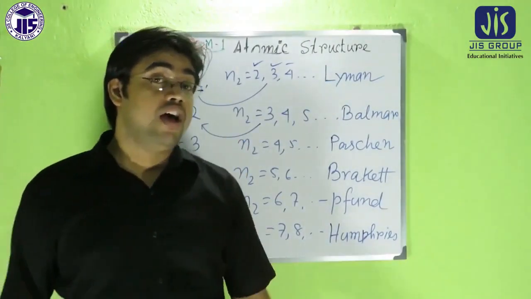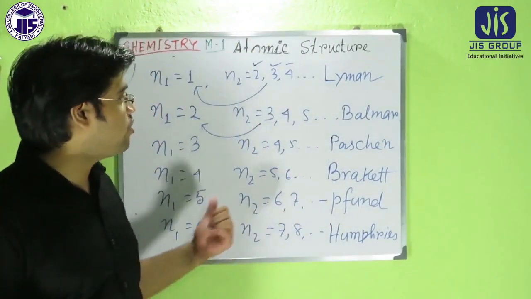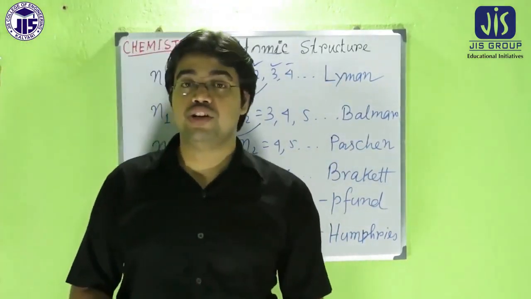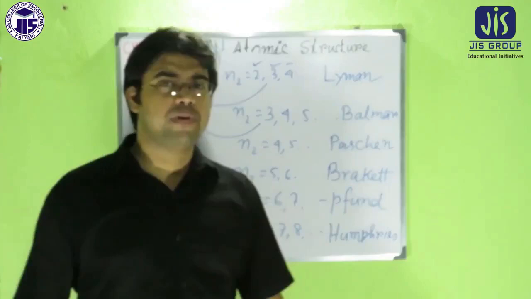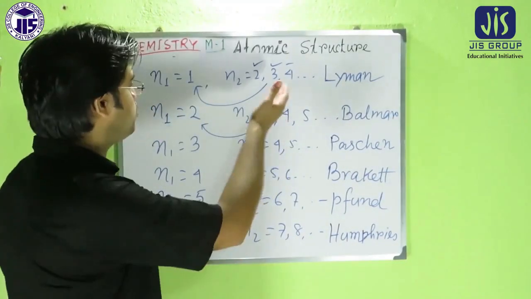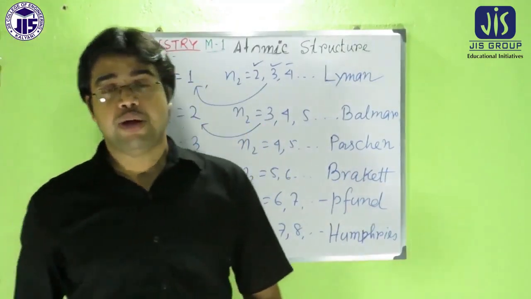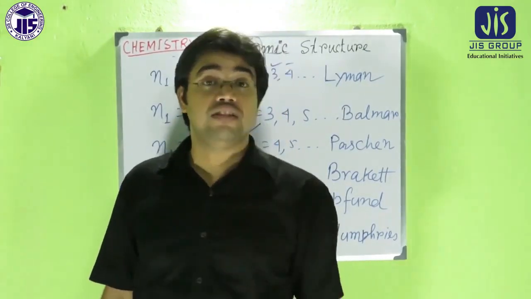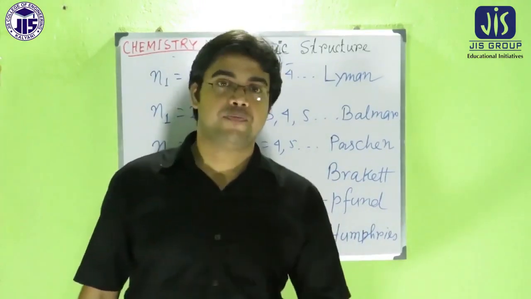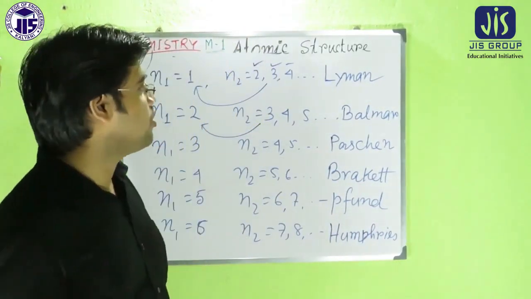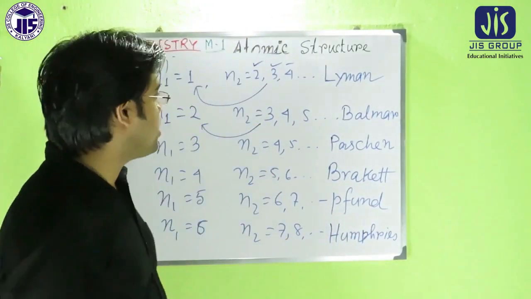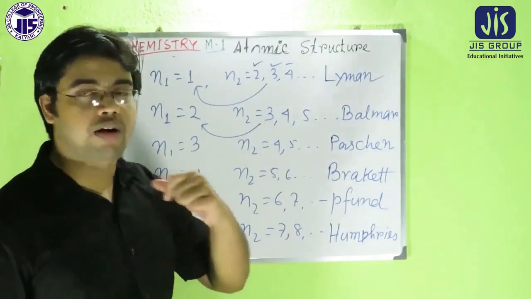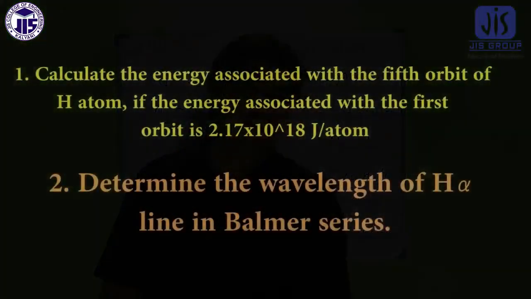I'll give you some assignments also, where you have to find out the spectral line generated from any jump of the electron, maybe 2 to 1 or 3 to 2, and then tell which series that spectral line falls in. So you have to keep that table in mind: Lyman, Balmer, Paschen, Brackett, Pfund, and Humphreys. That is very, very important.